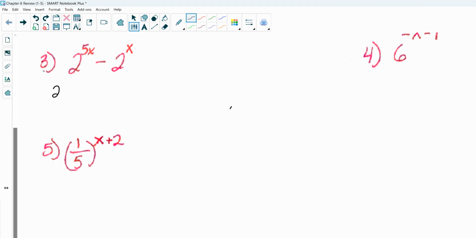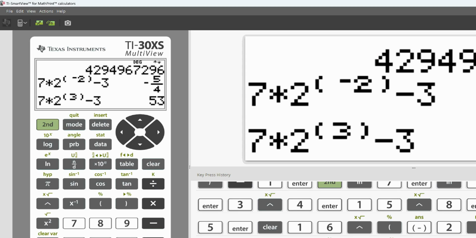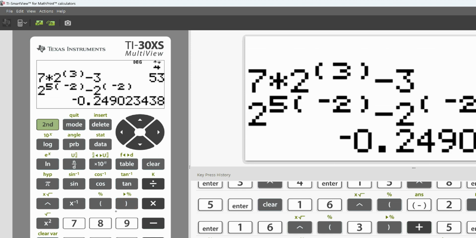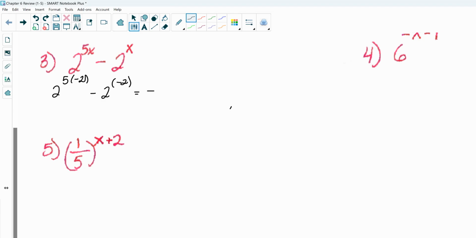Number 3, 2 to the 5 times -2 minus 2 to the -2. Again, I can grab the calculator. 2 to the 5 -2. Make sure to get out of the exponent because that can make a difference, to make sure we typed it in correctly. -0.249. Since we did have a decimal, we're going to round to 3 places. If you do get a big decimal, make sure to round to the 3rd place.